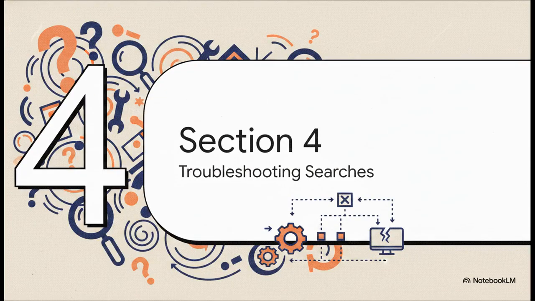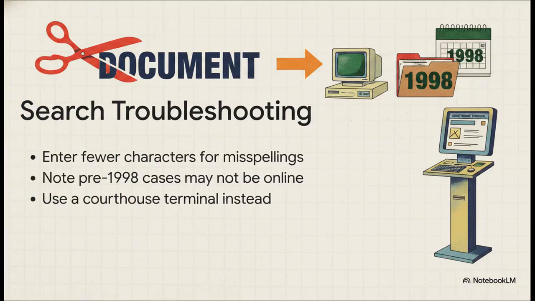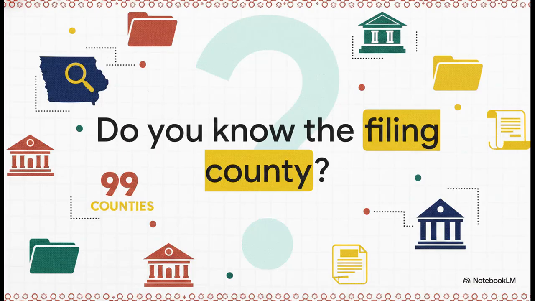Section 4. If you cannot find it. If your search turns up nothing, try truncating your name search. Just use fewer characters to bypass any weird spelling errors in the database. Also, a quick history check. Cases filed before June 1998 usually aren't in this online system. You'll actually have to contact the court clerk directly for those. Now, do you know the county where the case was filed? If the online search fails, knowing the specific county is your trump card. Every single courthouse in Iowa's 99 counties has a public access terminal where you can view public documents for free.